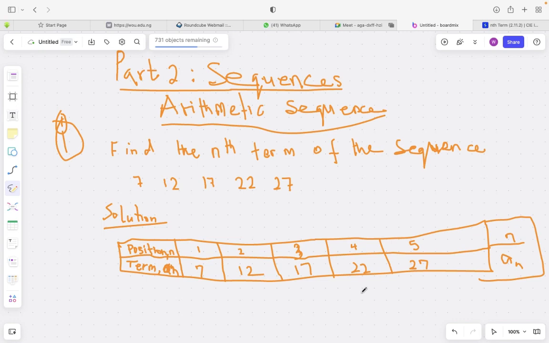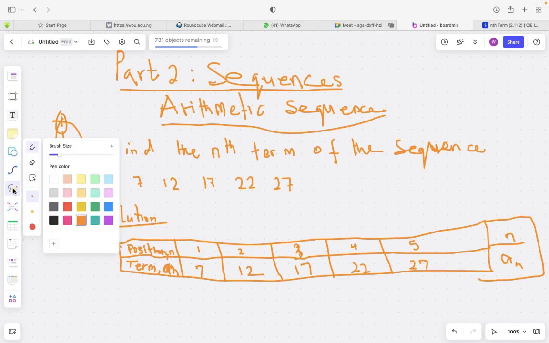Now let's take a look at sequence part 2. In this sequence, we're going to start with arithmetic sequence. We take one example for arithmetic sequence, one or two examples for quadratic sequence, and one example for cubic sequence. So that's what we're going to do for today's class.